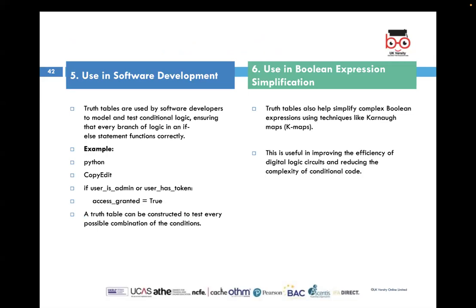Use in software development. Truth tables are used by software developers to model and test conditional logic, ensuring that every branch of logic in an if-else statement functions correctly. For example, if user is admin and user has token, access is granted. A truth table can be constructed to test every possible combination of the conditions.